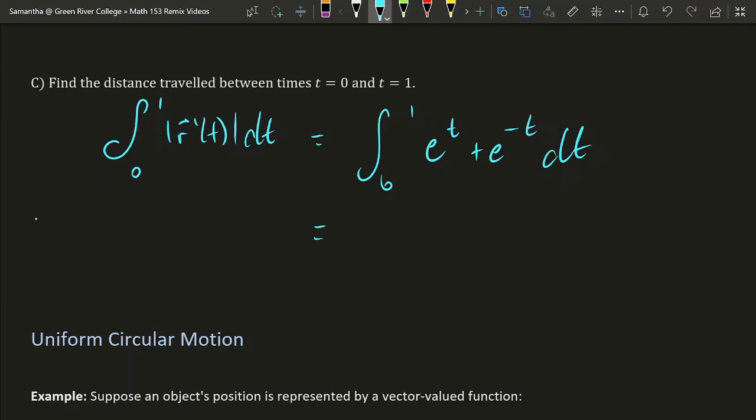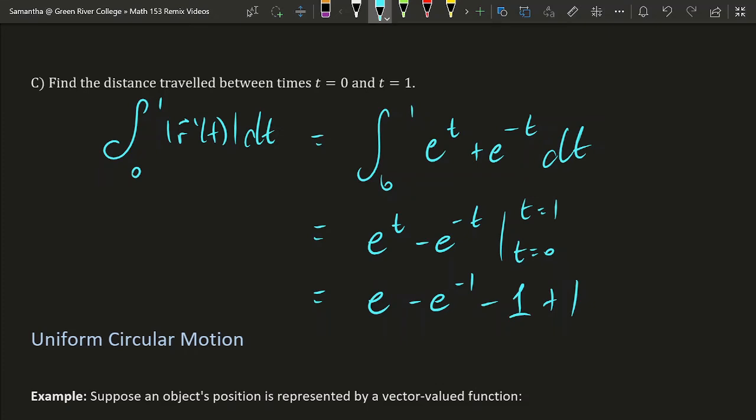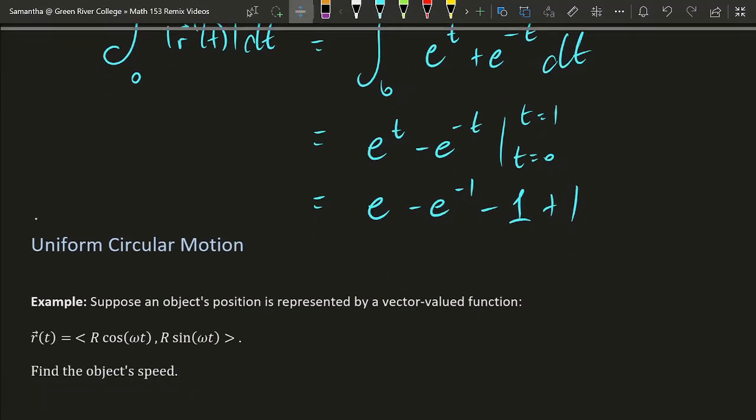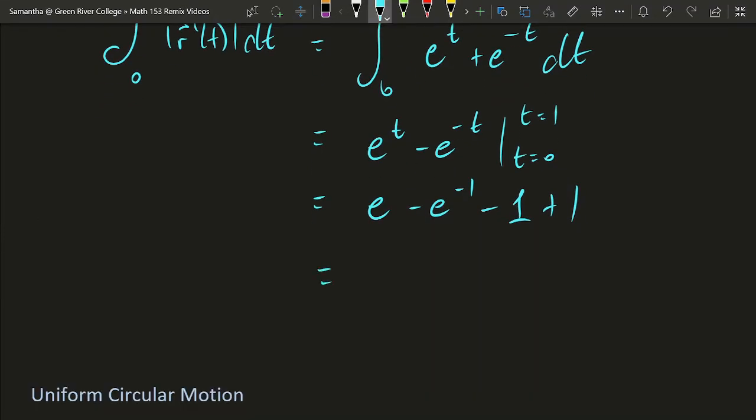The antiderivative would be e to the t minus e to the negative t. And if I plug in those values, I get e to the 1 minus e to the negative 1, minus e to the 0 minus negative e to the 0. So all in total, the distance traveled would be equal to e minus e to the minus 1 after simplification.